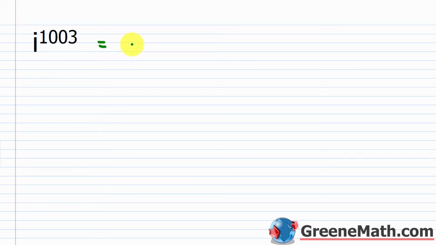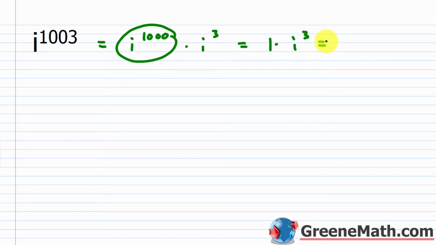So I could write this as i raised to the power of 1000 times i raised to the power of 3. We know this is 1, okay? So 1 times i cubed. Again, we know by definition i cubed is negative i. Okay, so this is negative i.